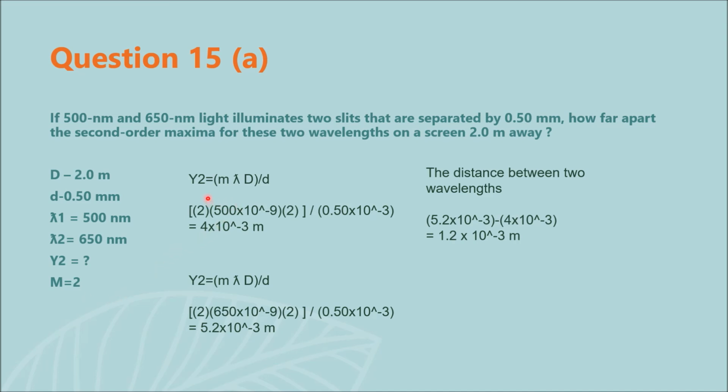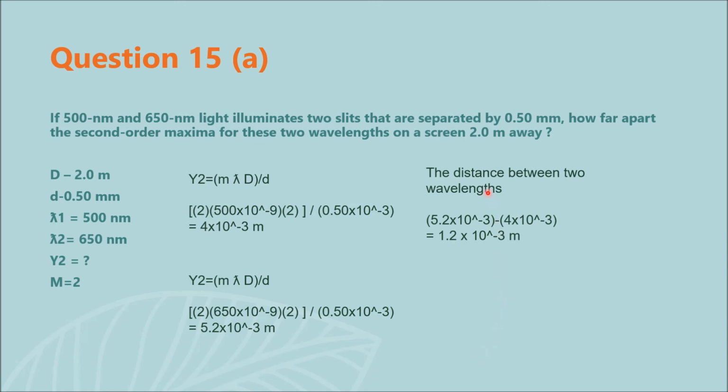So we use the formula y2 equal to m lambda D over small d. So we substitute the value: 2 times 500 times 10 to the power of negative 9 times 2 over 0.5 times 10 to the power of negative 3. So we got the answer 4 times 10 to the power of negative 3 meter. And for the second lambda, we substitute 2 times 650 times 10 to the power of negative 9 times 2, the D, over 0.5 times 10 to the power of negative 3, and we got the answer 5.2 times 10 to the power of negative 3.